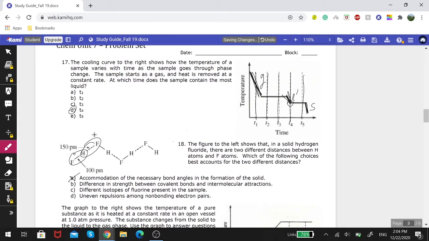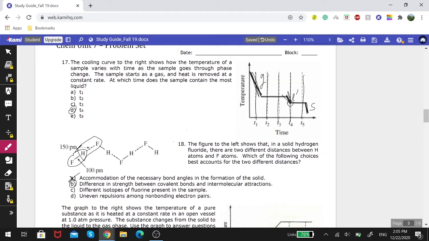Difference in strength between covalent and intermolecular attractions. That is true because the H bond is what connects hydrogen to fluorine, right? It's in between molecules, not within molecules. And what do you call the bond within molecules that bonds H and F together? Well, they're both nonmetals, so that is a covalent bond. This is a covalent bond, and this is an intermolecular bond, which explains why there are different distances.